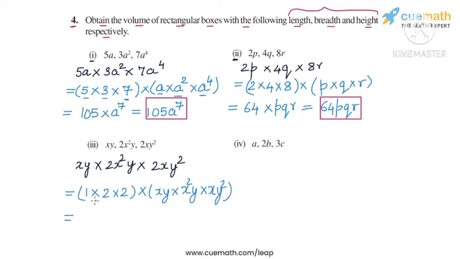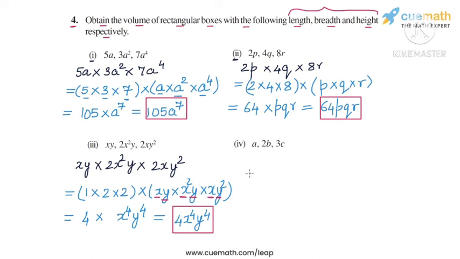Okay, now let's multiply. 1 into 2 into 2 is 4, and in the variable parts we have x, x square, and x. So that's a total of 4 repetitions of x. So we get x to the power 4, and then we have y, y, and y square. So again 4 repetitions of y. So we get y to the power 4. So the product we get is 4 x to the power 4 y to the power 4. So this is the expression for the volume in part 3.